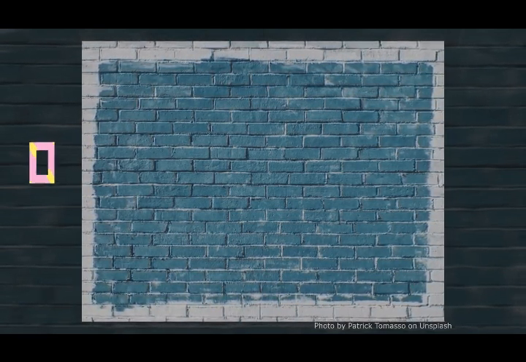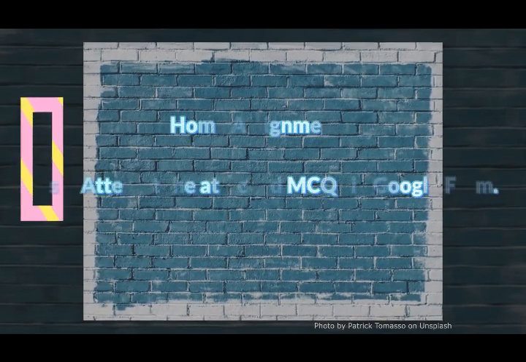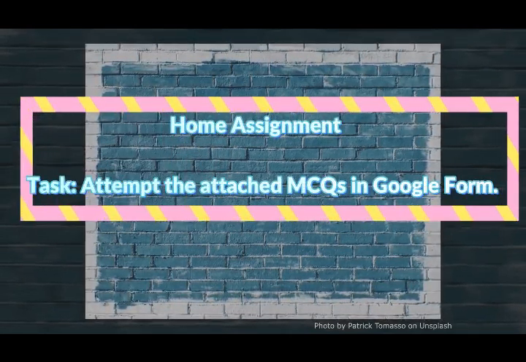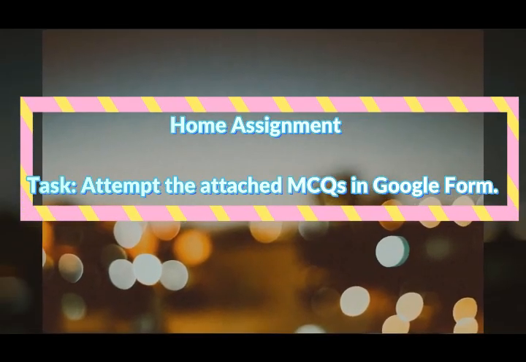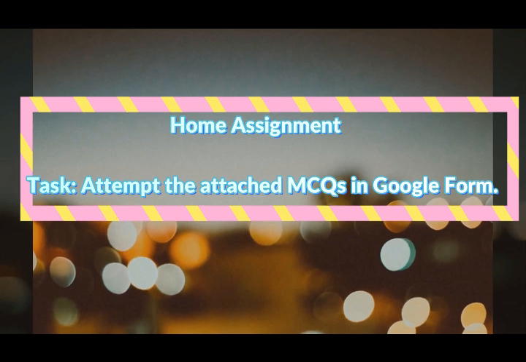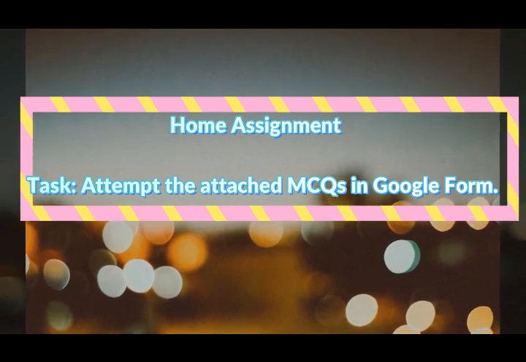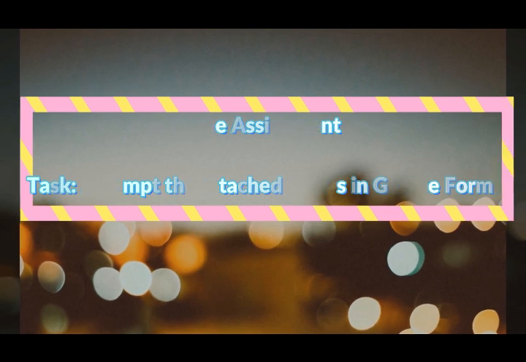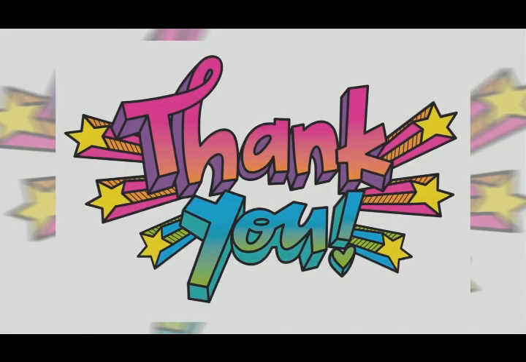Before the session is wrapped up, let's look at your home assignment. You have to attempt the attached MCQs in Google form. These MCQs are related to what you have studied today about subtraction of time in hours and minutes, the simple subtraction that you do beginning from the minute side and moving on to the hour side, and the steps that you need to follow when the minutes written on top are smaller than the minutes written down below, and when you need to borrow from the hour side.